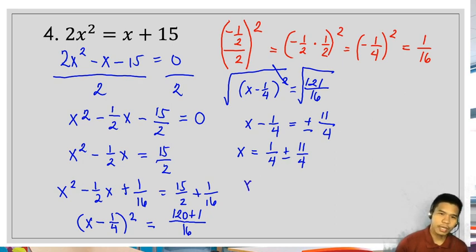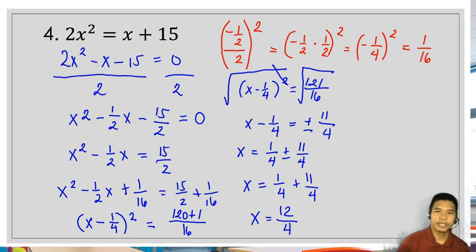So, magiging x muna yung first value. You have 1/4 plus 11 over 4. So, 1 plus, similar fraction naman sila. So, add lang natin yung numerator. That is 12. 1 plus 11. Tapos, copy the common denominator. And then, we divide. 12 divided by 4 is 3. So, the first value of x is 3.